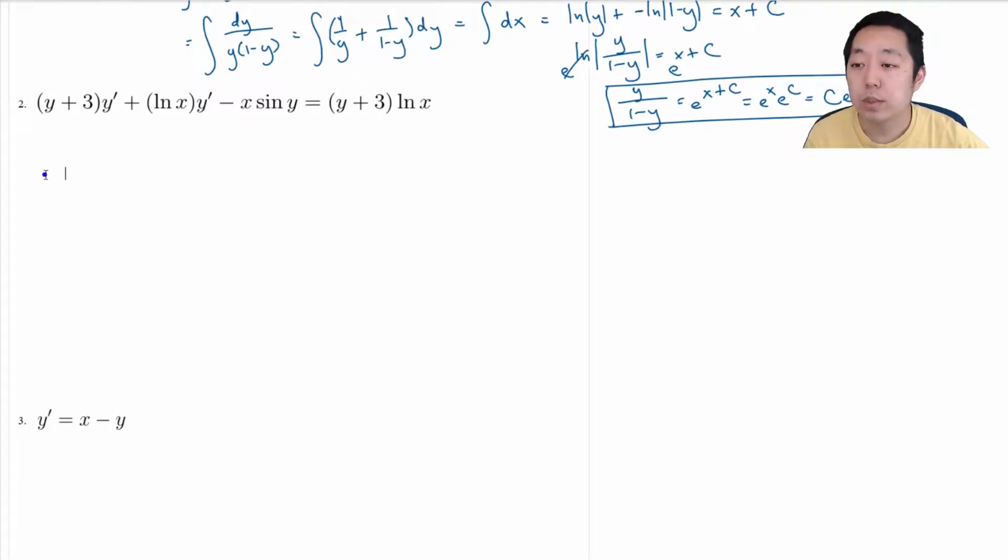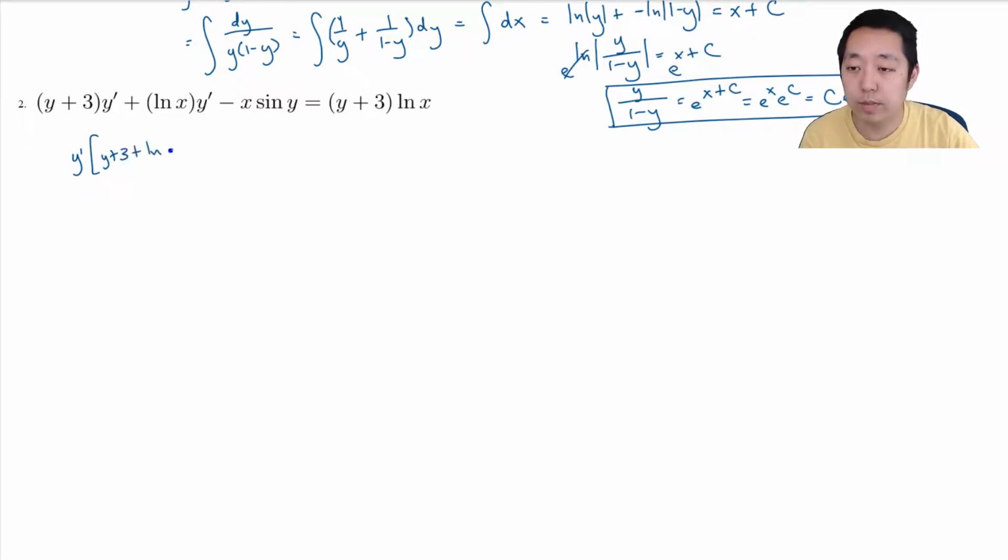Let me make a little more space because that required more space than I was expecting. So let's look at the next one here. We have to see whether I can group everything together. First of all, I want to solve for y prime. I'm going to group these together: y plus 3 plus ln of x, and then bring this to the other side, is equal to y plus 3 ln of x plus x sine y. If you think about it, this is going to be dy/dx times all of this, y plus 3 plus ln of x, is equal to y plus 3 ln of x plus x sine y.